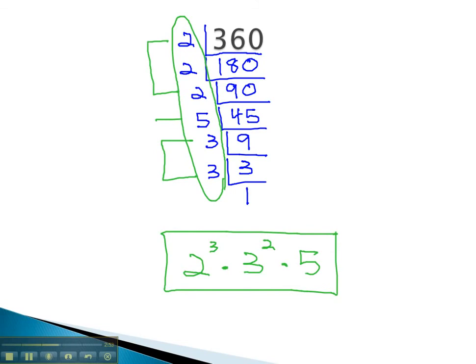Let's try another example. This number, 12,250, we can see because the last digit is 0, is divisible by 2. 2 will go in there 6,125 times. It ends in a 5, so we know from the divisibility test that it's divisible by 5.